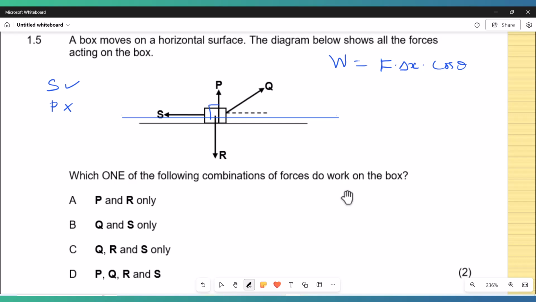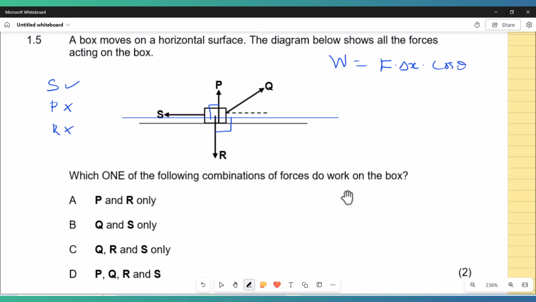Now if I look at my force R, it is also perpendicular. Check it, guys. This is 90 degrees here. So being 90, again, the cos of 90 is going to be 0. 0 times the force and displacement, I'm going to get 0 as well. So my R doesn't do any work.